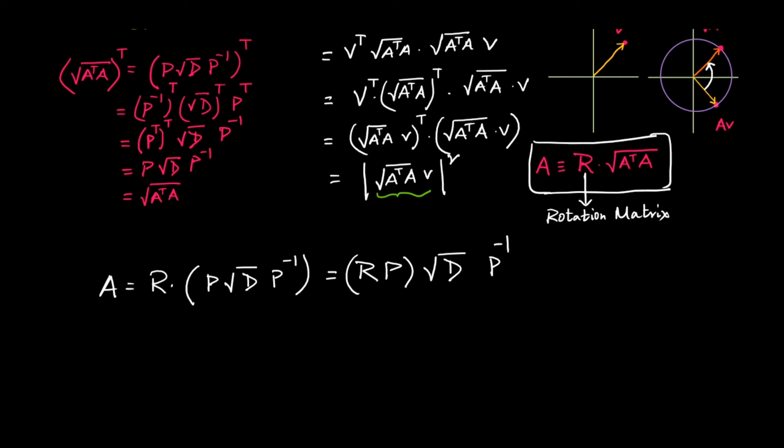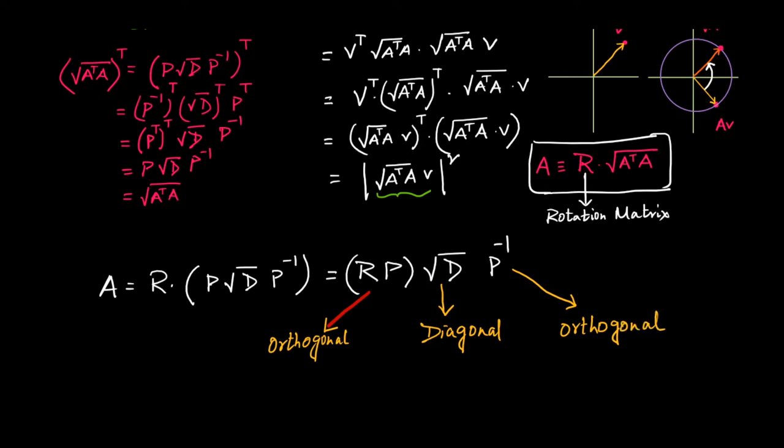If you look at these matrices carefully, this is orthogonal, this is orthogonal, this is diagonal, and this is again orthogonal. Now, these three matrices are popularly denoted by symbols. We represent this matrix by the symbol U. We represent this square root of D by the symbol sigma. And we represent this P inverse with the symbol V T, or V transpose.